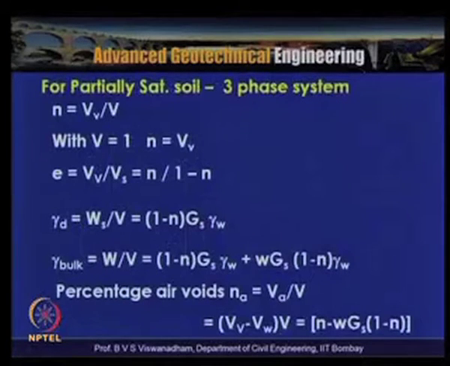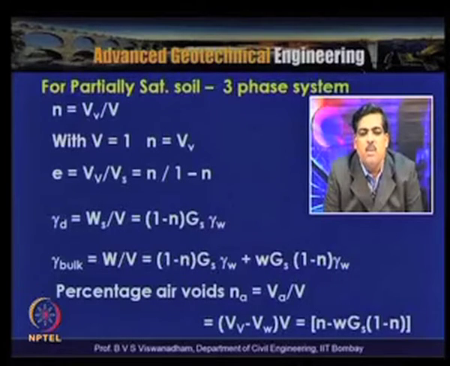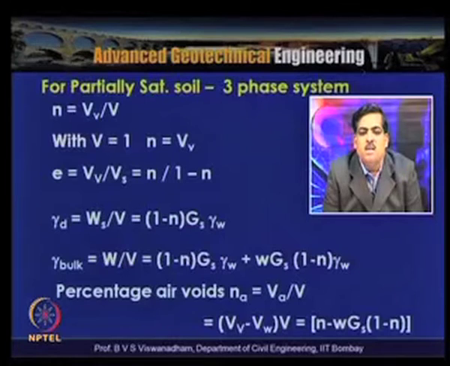So, for a partially saturated soil 3-phase system, we have n is equal to Vv by V, with V equal to 1, n is equal to volume of voids. So, we can write e is equal to Vv by Vs, that is nothing but n by 1 minus n, we have deduced earlier. So, we can write gamma d is equal to Ws by V, that is nothing but 1 minus n into Gs gamma w, that is we are expressing in terms of porosity. Gamma bulk, from the previous slide, we can say that W by V is nothing but 1 minus n into Gs gamma w plus W Gs into 1 minus n gamma w.